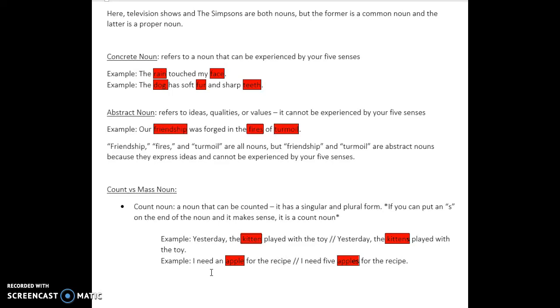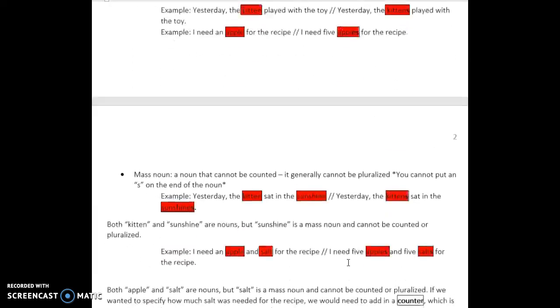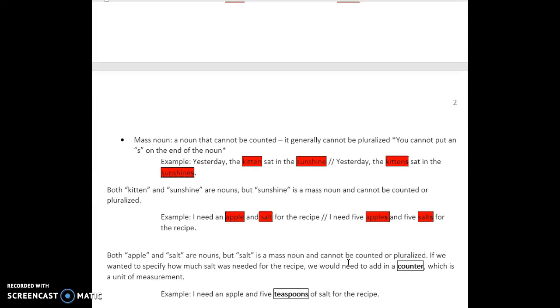For example, I need an apple for the recipe. We can use a plural form. I need 5 apples for the recipe. Because the noun apple can be pluralized, we can put an S on the end and it still makes sense. We know that apples are count nouns. It's different, however, with mass nouns.